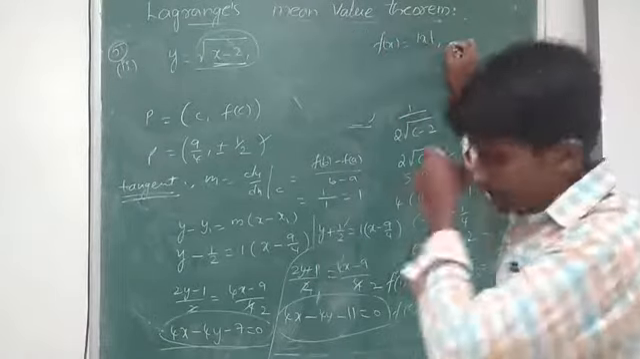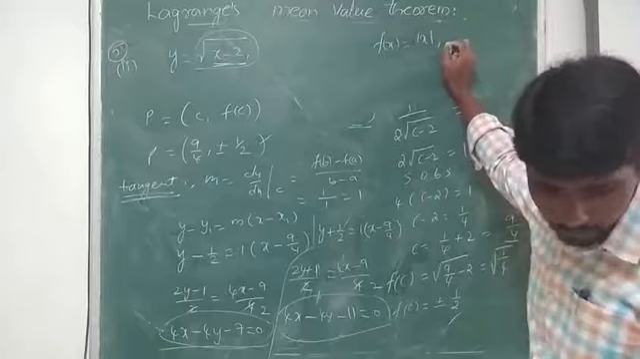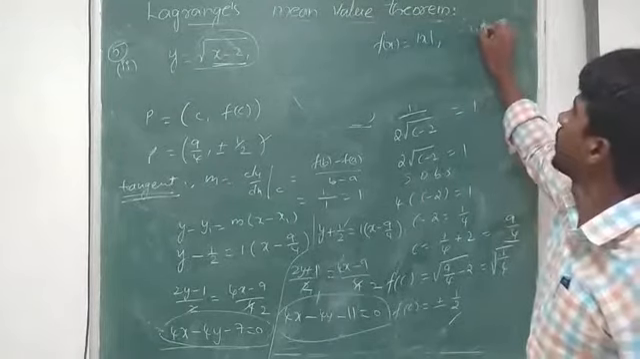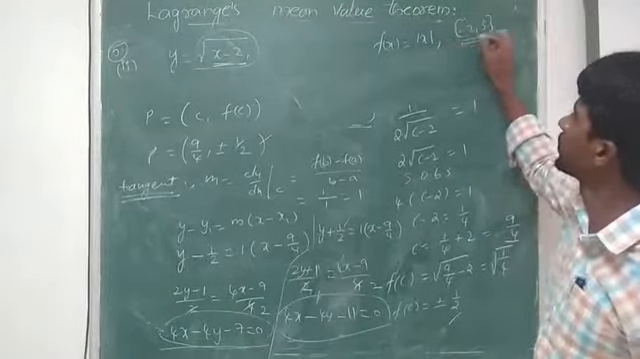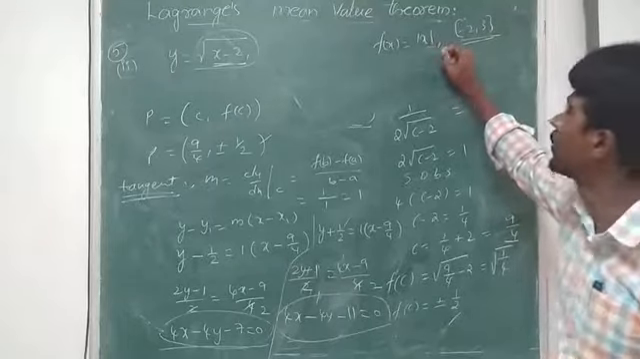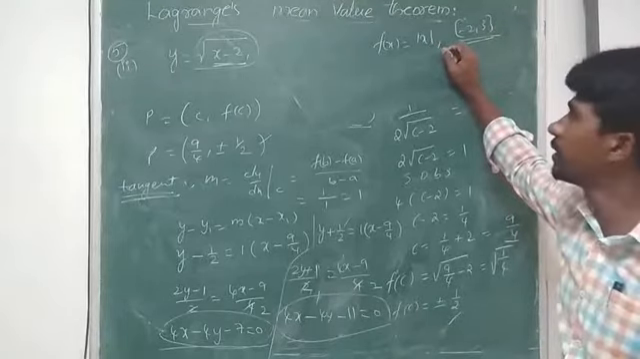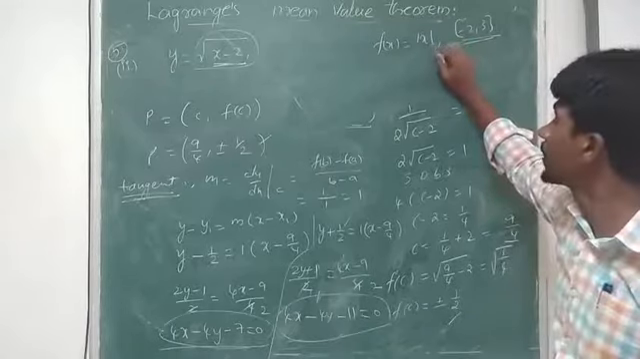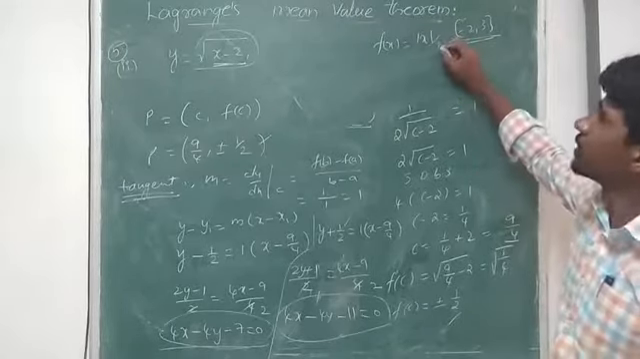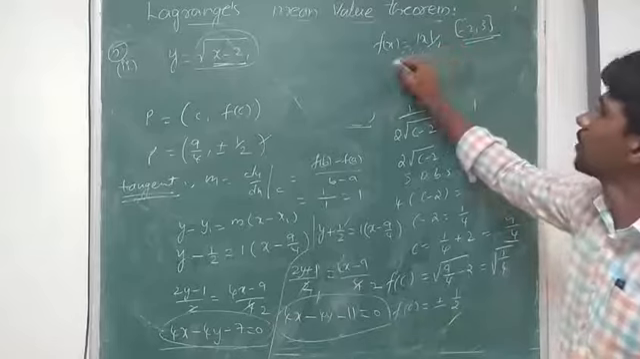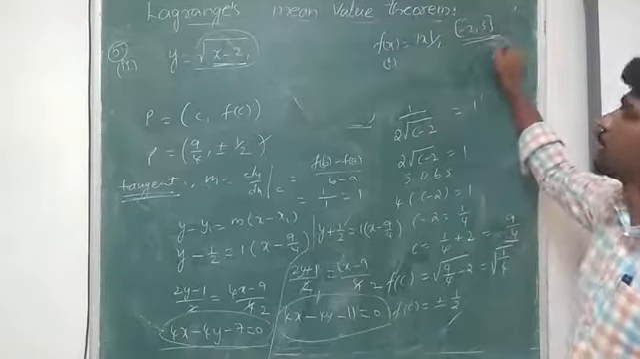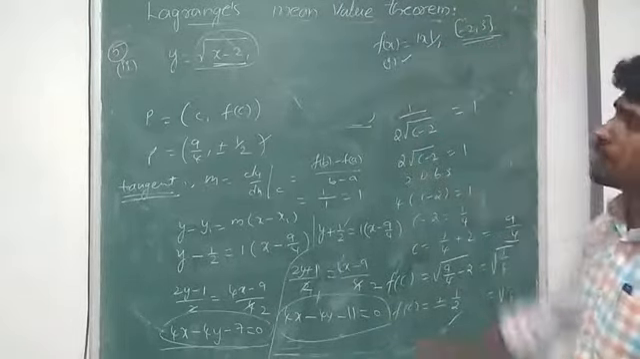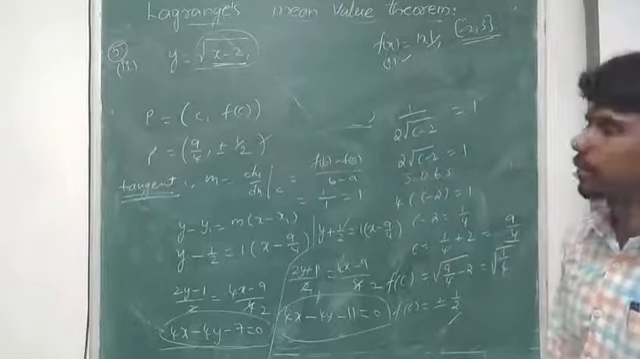Modulus of x in minus 2 comma 3. Check whether it satisfies Lagrange's mean value theorem or not. See, f of x we got as modulus of x. Modulus of x is continuous for all real numbers, so it is continuous in minus 2 comma 3. So the given function is continuous.